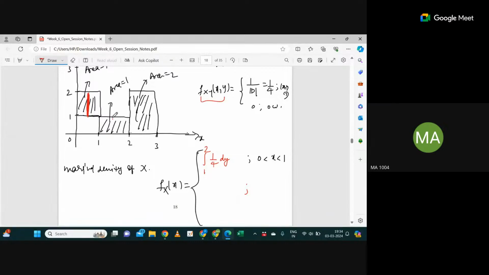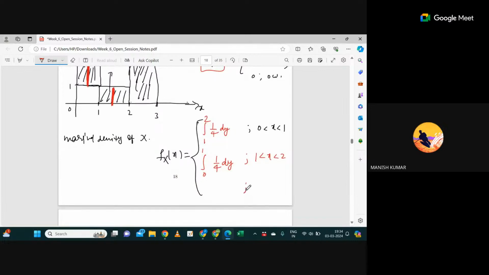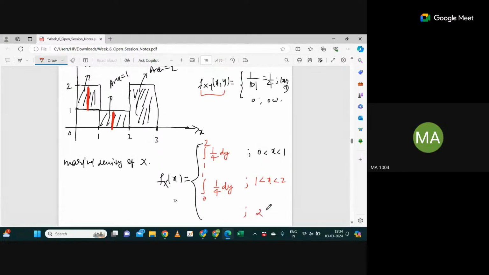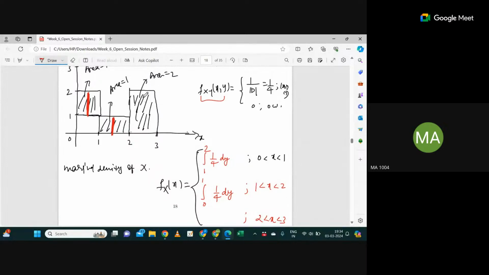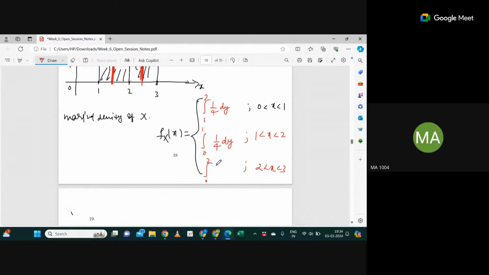When x is 1 to 2, what is the limit of y? 0 to 1. Then I have to integrate 1 by 4 dy from 0 to 1. If x is in the range 2 to 3, what is the limit of y? 0 to 2. I have to integrate 1 by 4 dy from 0 to 2. Now, integration you can do, right? By solving this, can you tell me the value? You can take 4 to 5 minutes. What exact PDF will we get for the marginal density of X?